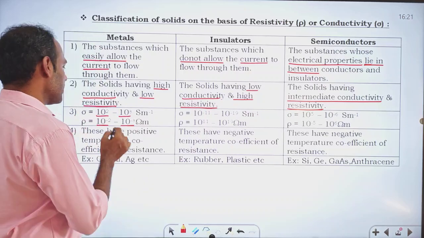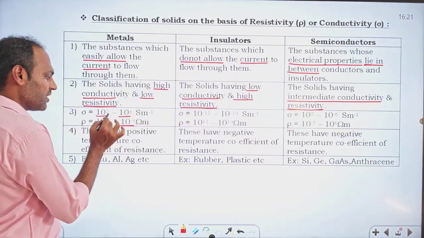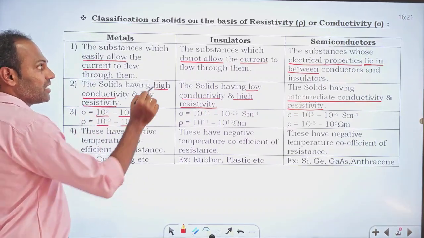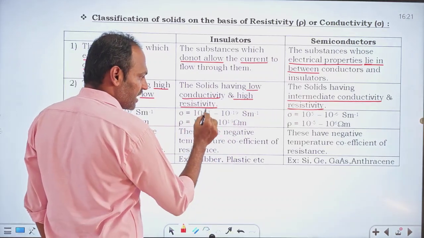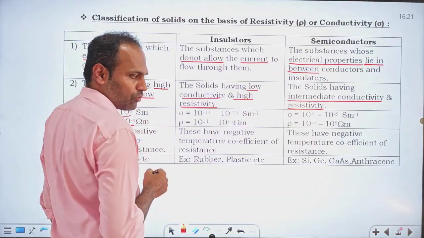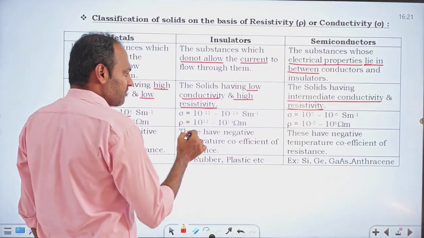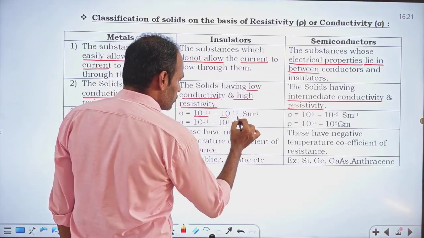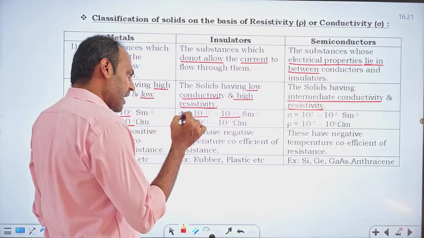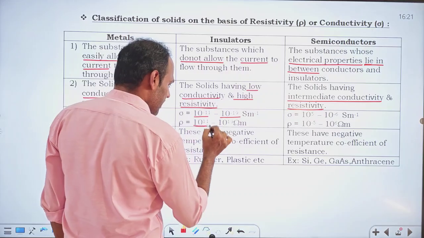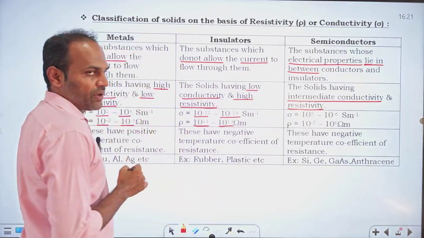Conductivity of insulators: see here, for metals conductivity is in positive power and resistivity in negative power. Here it will get reversed. Conductivity is in negative power and resistivity is in positive power. So the range of conductivity is 10 raised to minus 11 to 10 raised to minus 19 Siemens per meter, and the range of resistivity is 10 raised to plus 11 to 10 raised to plus 19 ohm meter.